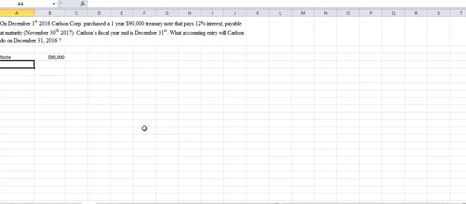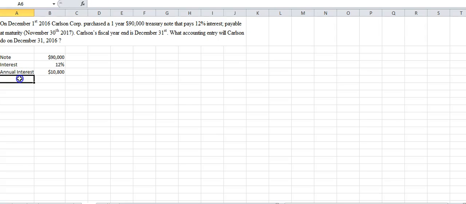And it says that the interest is going to be 12%. Okay, let's make this a percentage. The interest is 12%. Okay, so what's the annual interest? What's the total interest that they're going to earn on this? Annual interest is going to be equal to 90,000 times 12%, which is 10,800 for the full year, right?